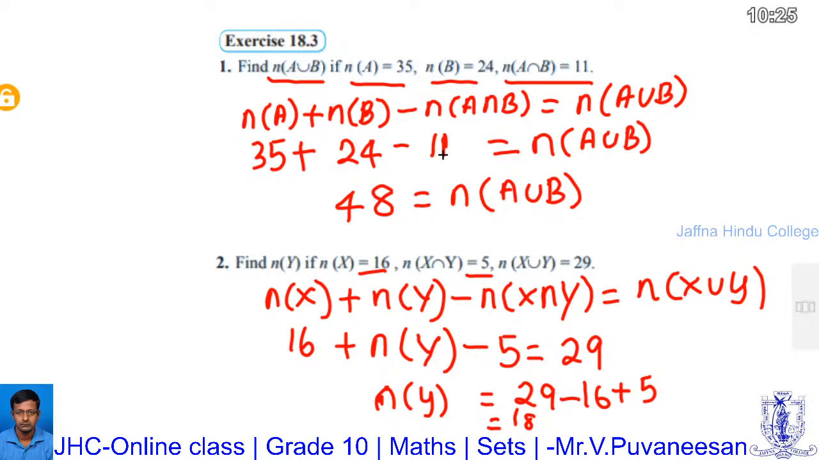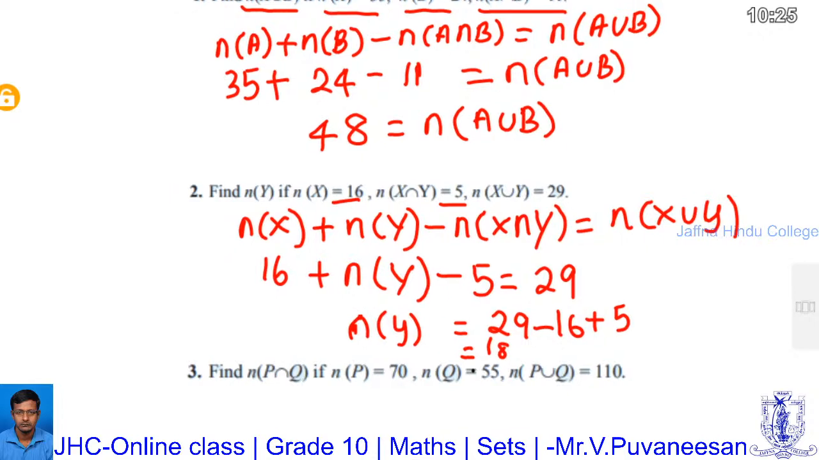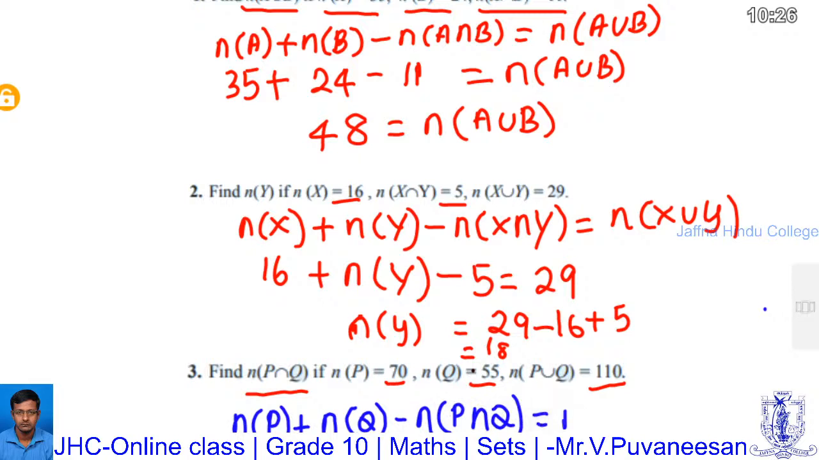If it is okay, we move to another one. Find the number of P intersection Q if number of P is 70, number of Q is 55, and number of P union Q is 110. You have to find the number of P intersection Q. We put the formula first: number of P plus number of Q minus number of P intersection Q equals number of P union Q.